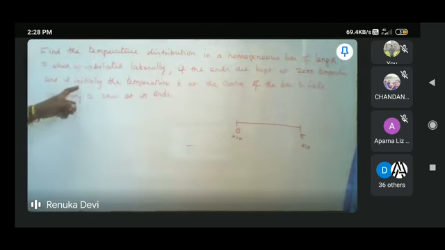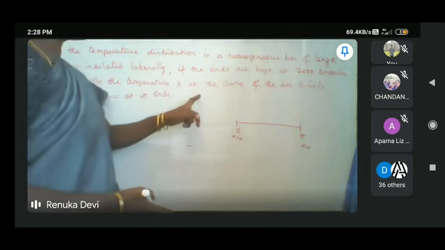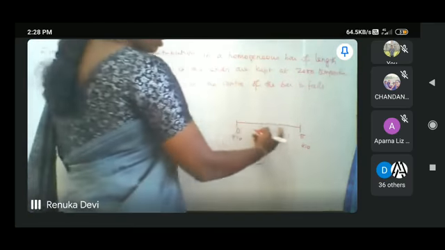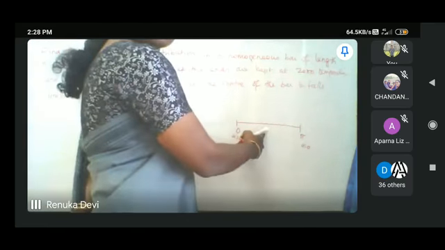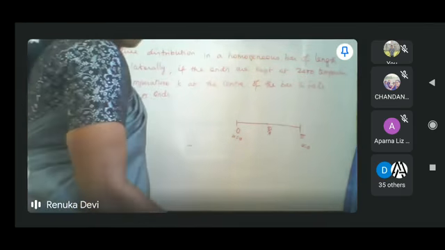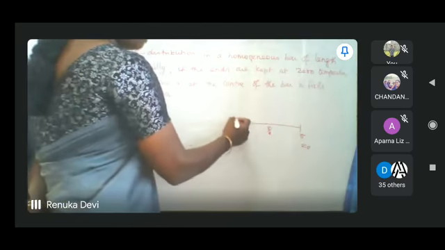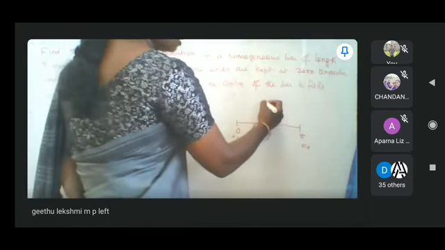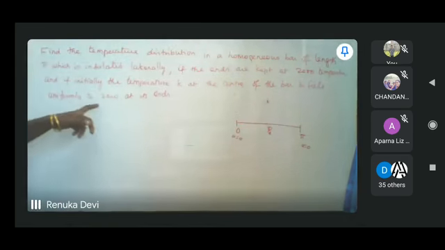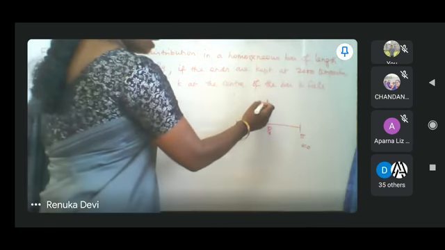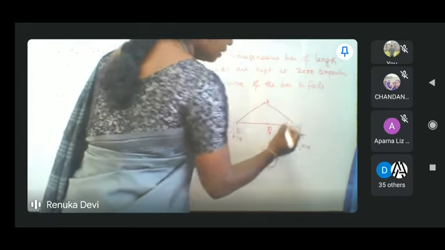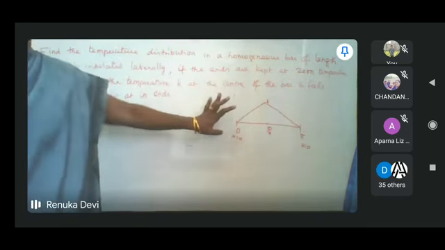And initially the temperature is K at the center of the bar. The ends are 0 and pi, and the center will be the midpoint of the bar, so the midpoint will be pi by 2. At the midpoint, the temperature is K and it falls uniformly to 0 at its ends. At the endpoint 0, and at the endpoint pi, the temperature is 0.